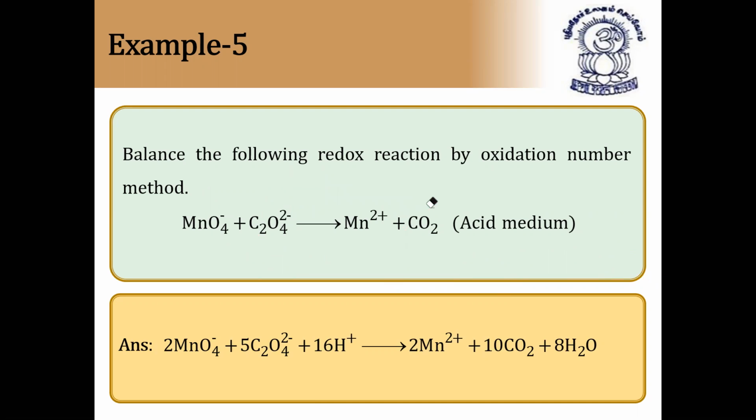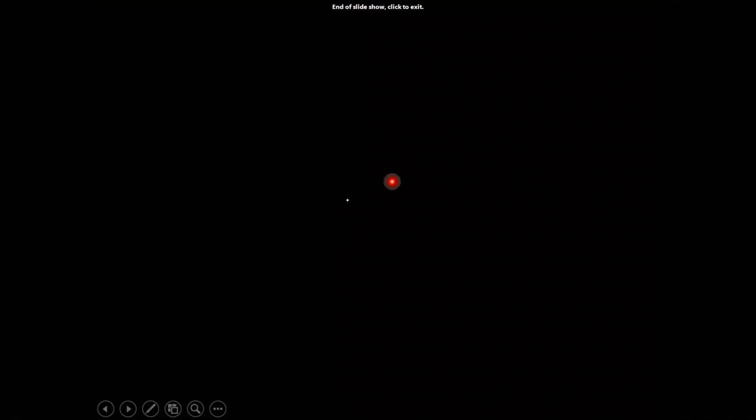Next question. So like this we have done 5 examples, and next we'll do what is there in this chapter.